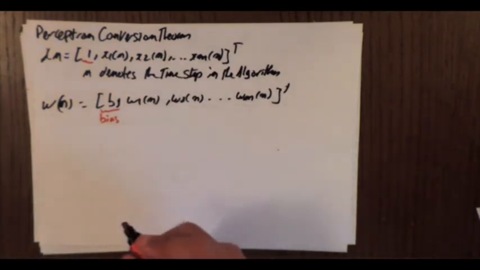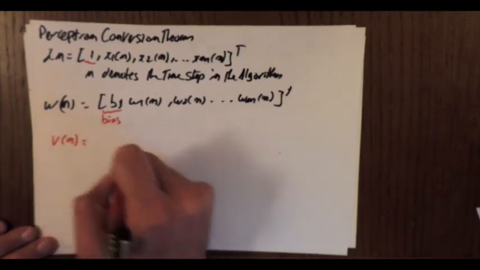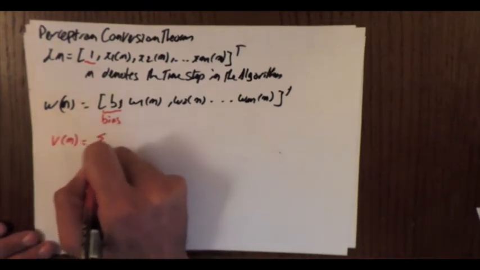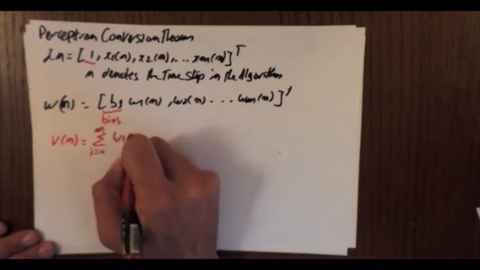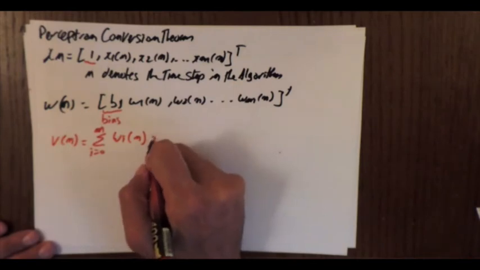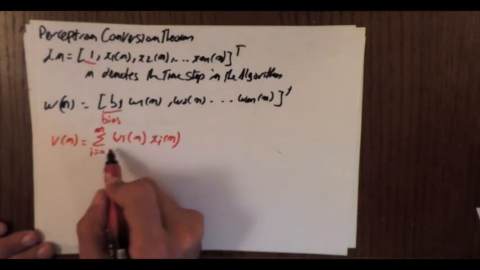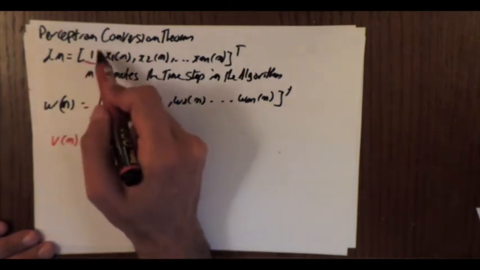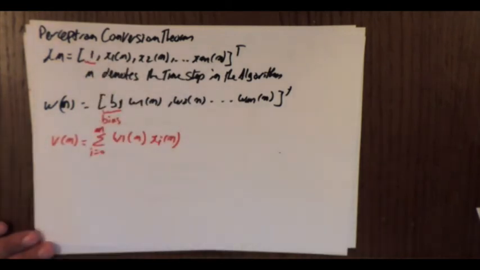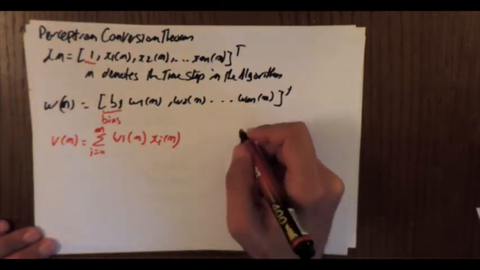So now I can write the v of n in the compact form, which is the sum from i equals 0 to m of w_i of n x_i of n. In this case, I start from 0 because I want to take into account this one value. So 0 will take into account the bias. If I want to write it like this, you can, or draw a diagram for that.